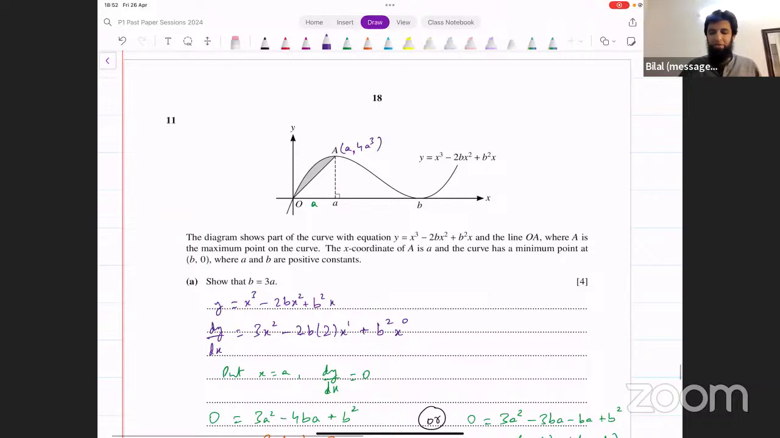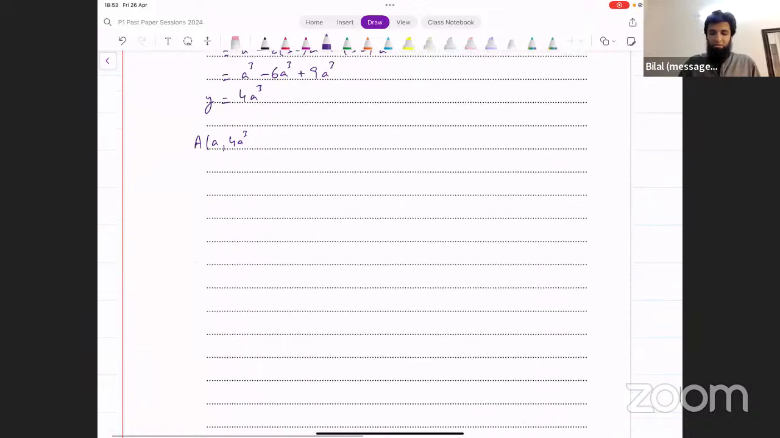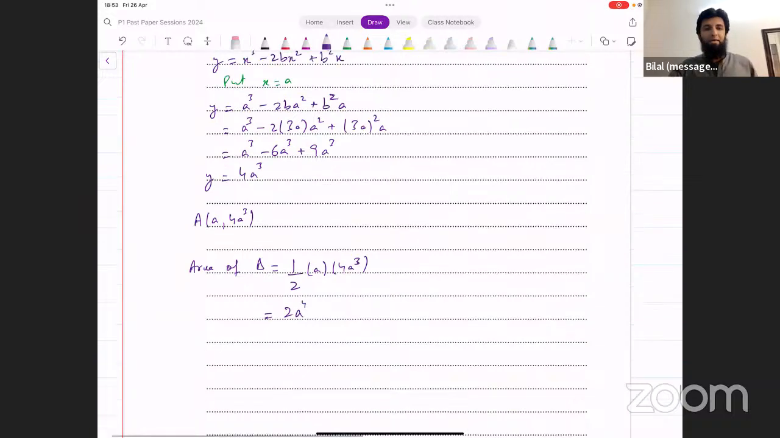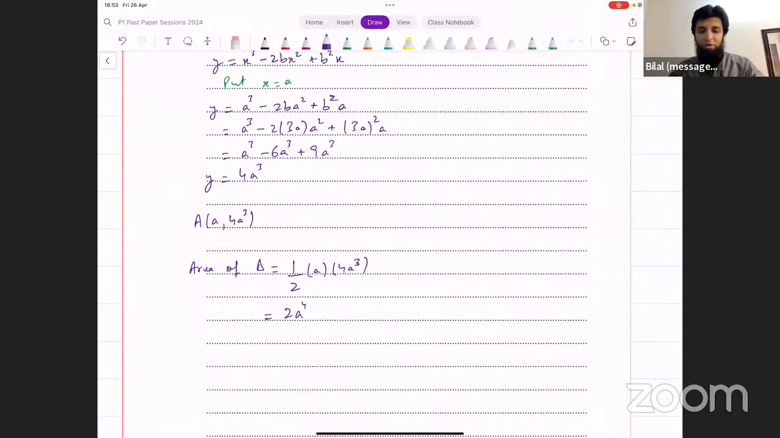And now we can find the area of this triangle. We know the base. We know the height now as well. The height is going to be 4a cubed. What's the area of the triangle? Area of the triangle is half into base into height. That will be half into a into 4a cubed, and that gives you 2a raised to power 4. That's the area of the triangle. That's one thing that we were looking for.